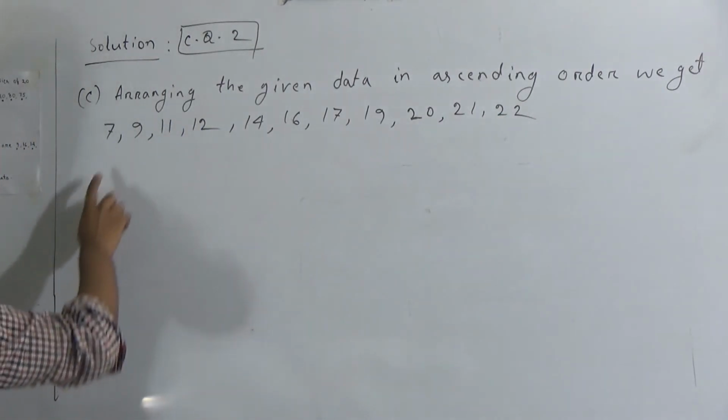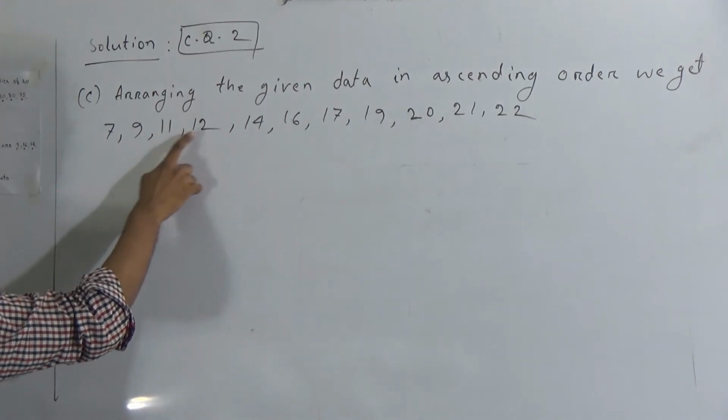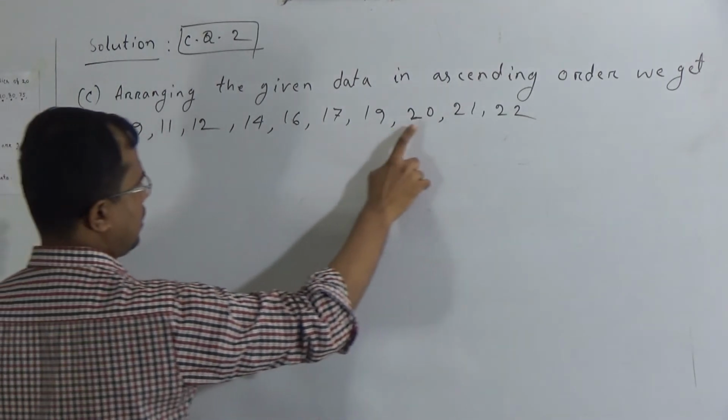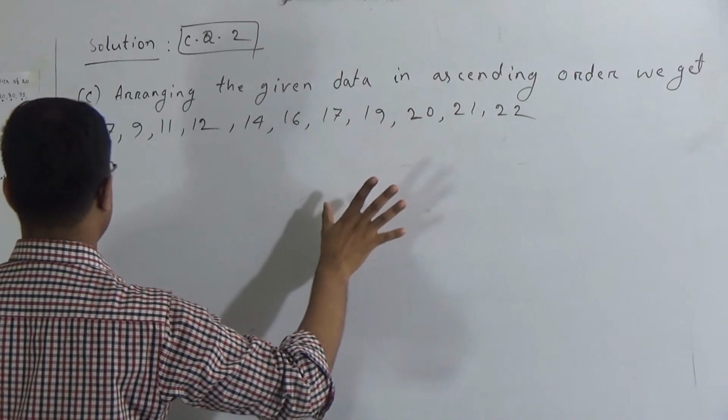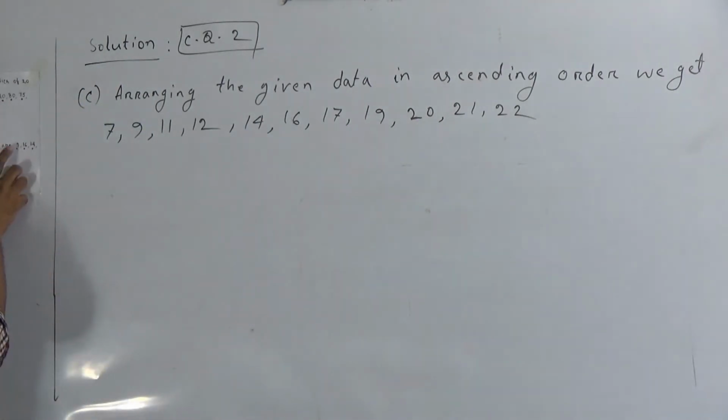Okay, we will count whether all the data exist or not. 1, 2, 3, 4, 5, 6, 7, 8, 9, 10, 11. The number of data is 11. Here we count 1, 2, 3, 4, 5, 6, 7, 8, 9, 10, 11. Okay, we have written all of the data.